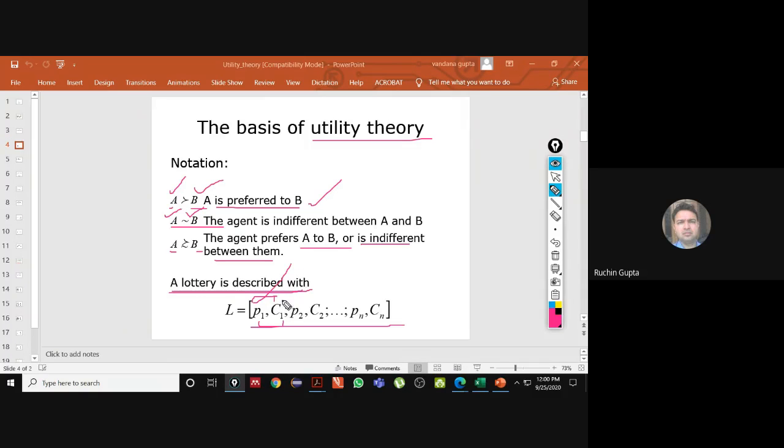and C1 is the corresponding reward. So there exists a probability for that particular action and the corresponding reward. P2 is another probability and the corresponding reward. Pn is another probability and the corresponding utility, or you could say the reward. So a lottery is always described like this.